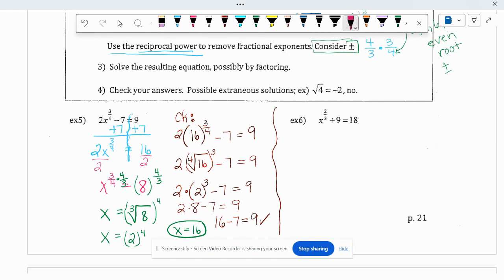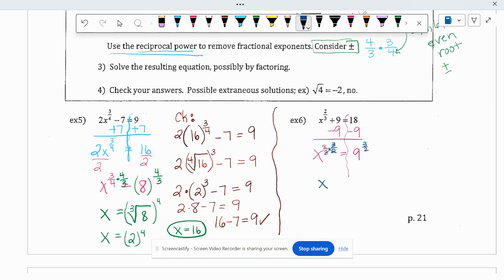In our next example, I have x to the 2/3 plus 9 equals 18. The first thing I want to do is get my radical term, my fractional exponent, all by itself, so I'm going to subtract 9. That gives me x to the 2/3 power equals 9, since 18 minus 9 is 9. Now I have to multiply by the reciprocal power. The reciprocal power of 2/3 is 3/2.